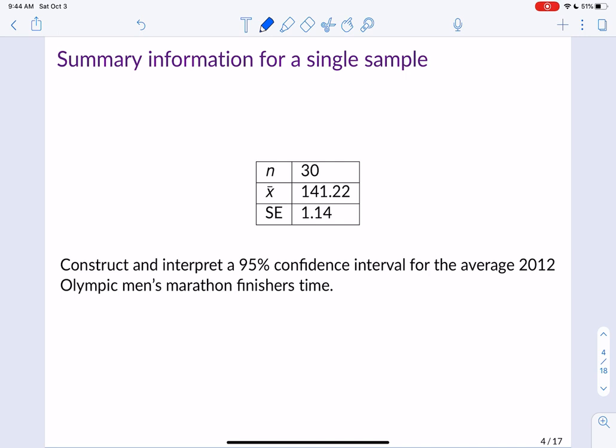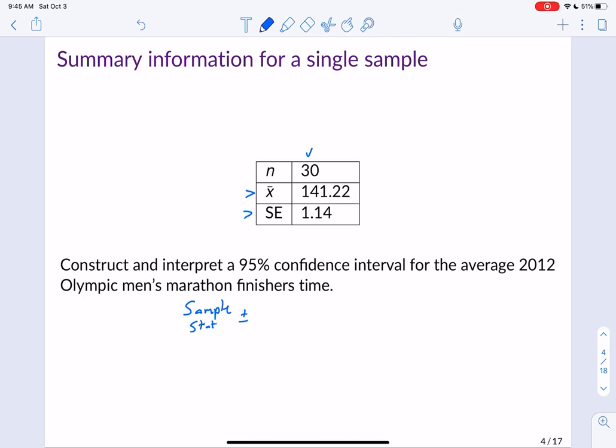So if we're given information like what the sample mean is and what the standard error is, and let's just say, because we were using a random sample of 30 from before, our sample size is 30. This might be information you might see in a problem. So what we might be asked to do is to construct and interpret a 95% confidence interval for the average 2012 Olympic men's marathon finisher's time. So how would we calculate this? Well, hopefully you remember it's a sample statistic.